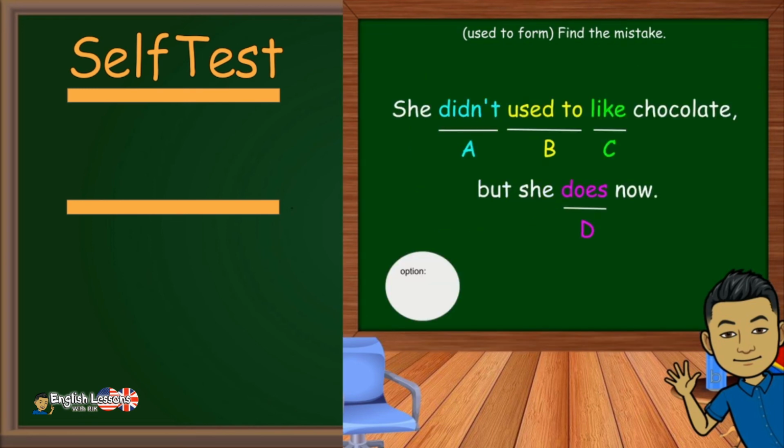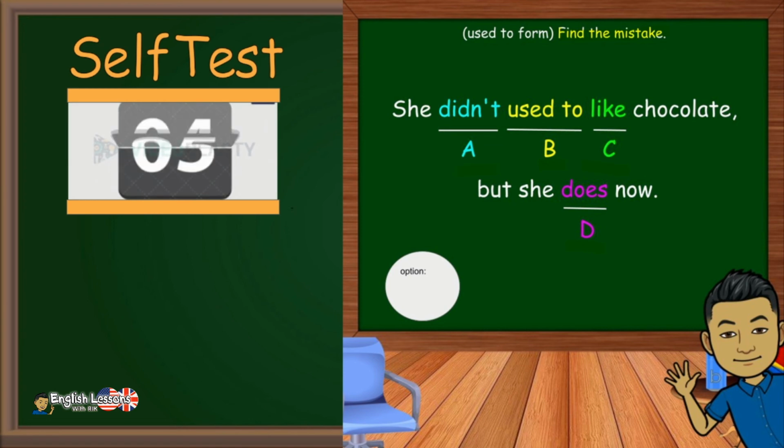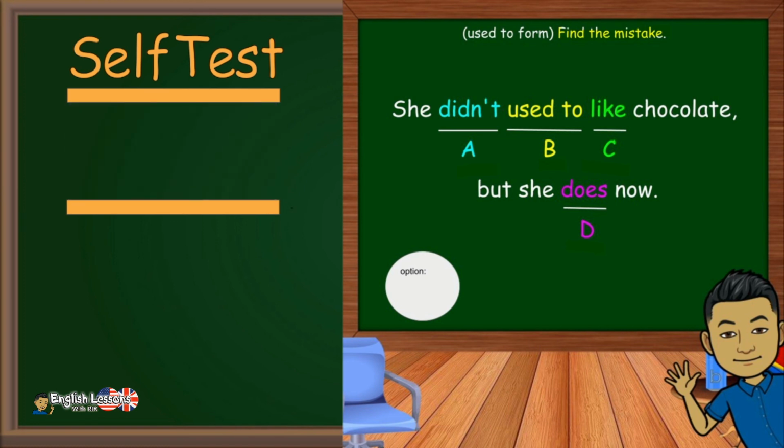Last practice. Find the mistake in this sentence. She didn't used to like chocolate, but she does now. Where is the mistake? A, B, C, or D? Good. The mistake is on B. It must say use, not used with D, because this is a negative sentence. We are using auxiliary didn't. For that reason, we use the base form of the verb. We don't need to use the verb in past form.